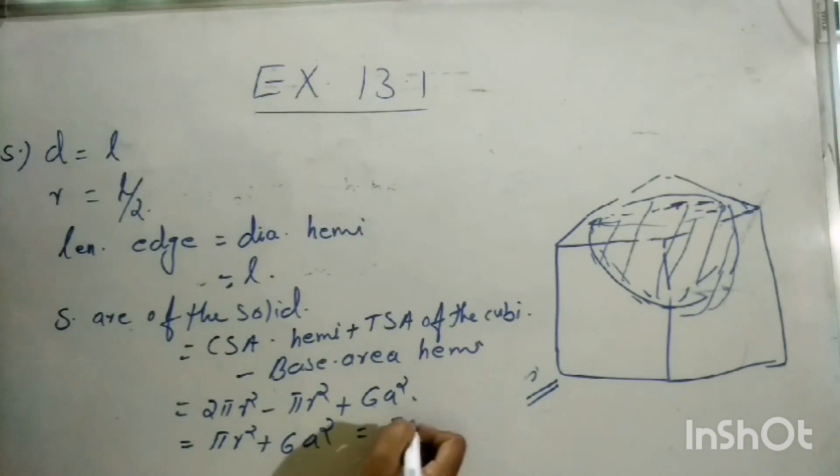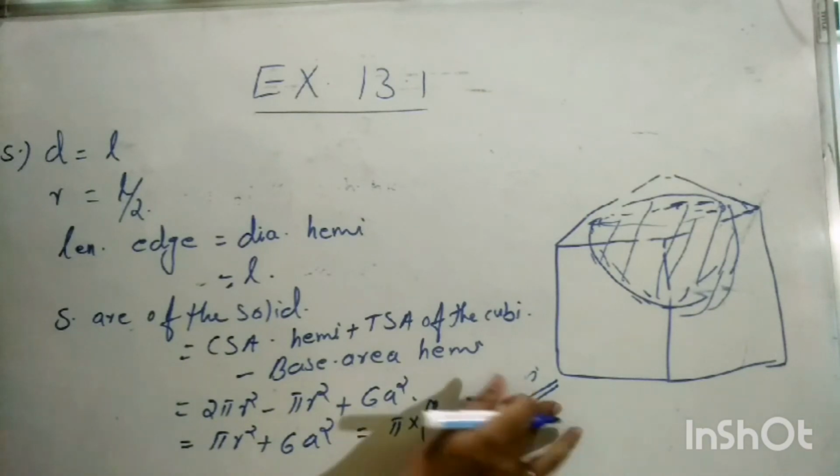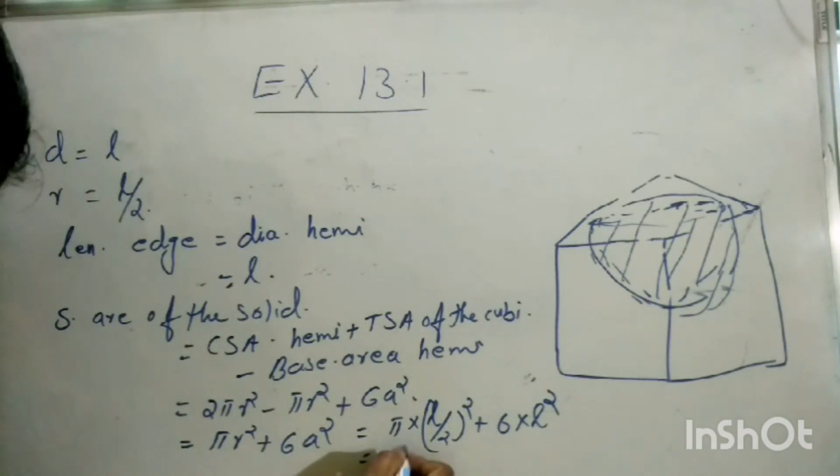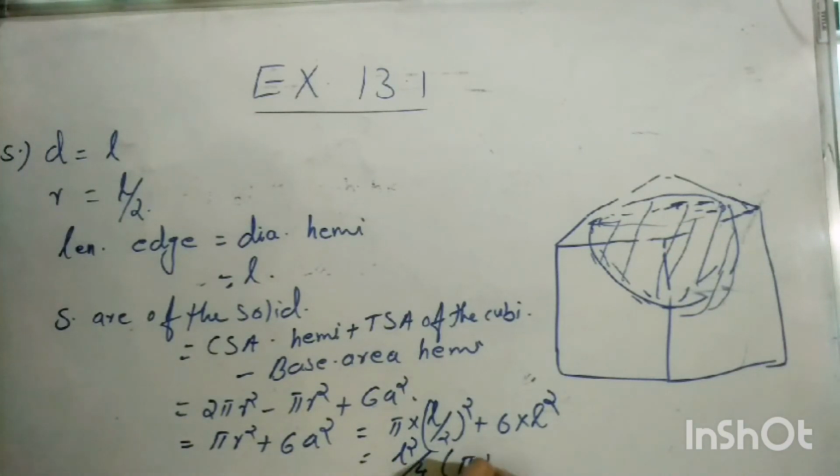Now just substitute the values. R is L by 2. So pi into L by 2 all square plus 6 into L square. And this we will get as L square by 4 into pi plus 24. So the surface area of the remaining solid is L square by 4 into pi plus 24.